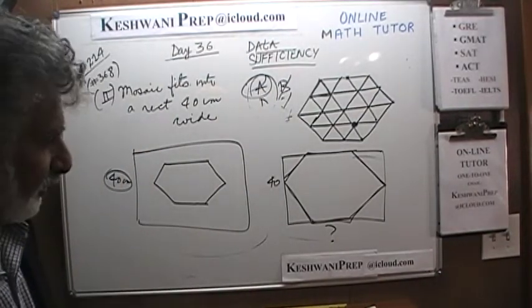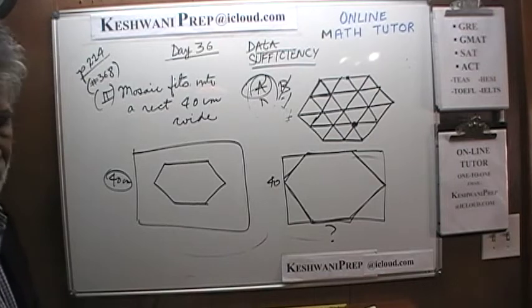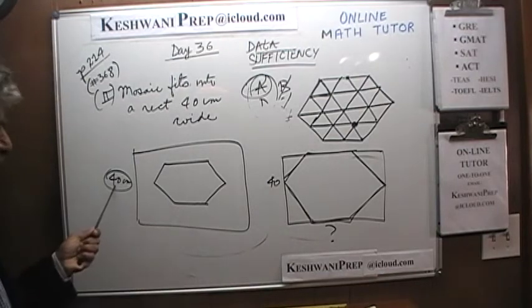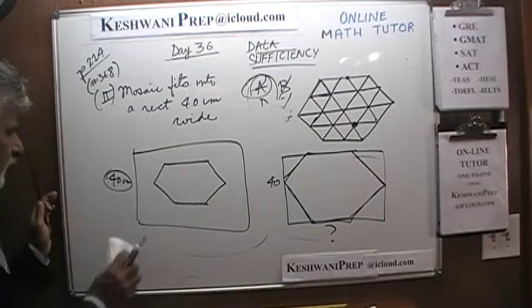Of course, in the real exam, we don't make that much fuss. We simply look at it and say, this is nonsense. We can't really figure out the area of this thing simply by knowing that it fits in a rectangle where one side is 40.